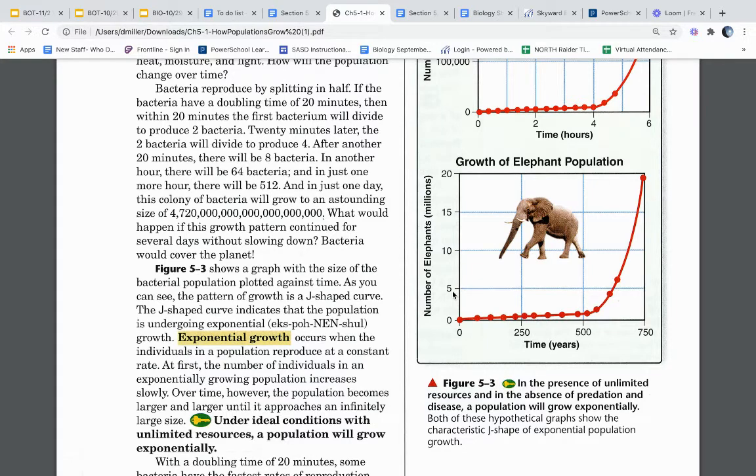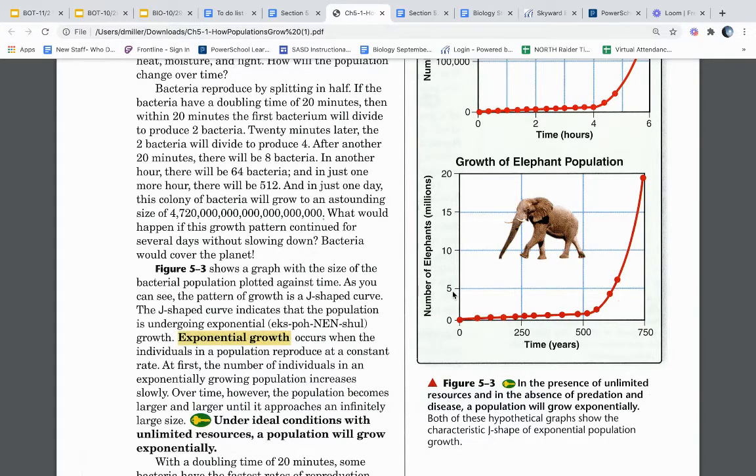And in just one day, this colony of bacteria will grow to an astounding size of, that's like 4.7, really big number, a lot of zeros. I don't exactly know what that number is. What would happen if this growth pattern continued for several days without slowing down? Bacteria would cover the planet.